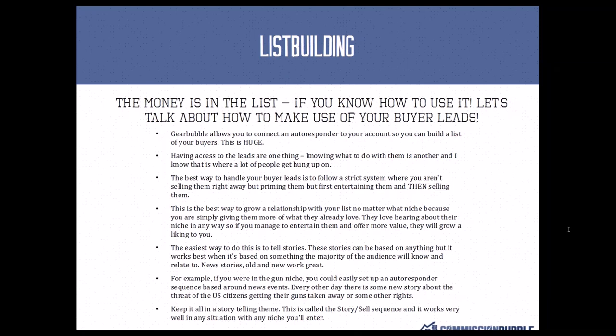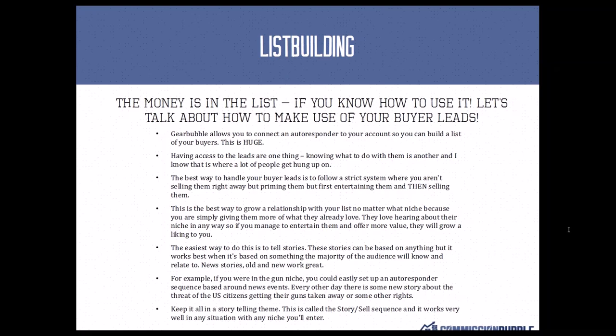So, for example, if you're in the gun niche, you can easily set up an autoresponder sequence based around news events that are happening. Every other day there's some new gun story, some type of threat of the United States getting their guns taken away or some other rights, or it's always something going on, always something to talk about. And this is pretty much with every niche. The news always has something going on, and you can always find news based around certain topics.